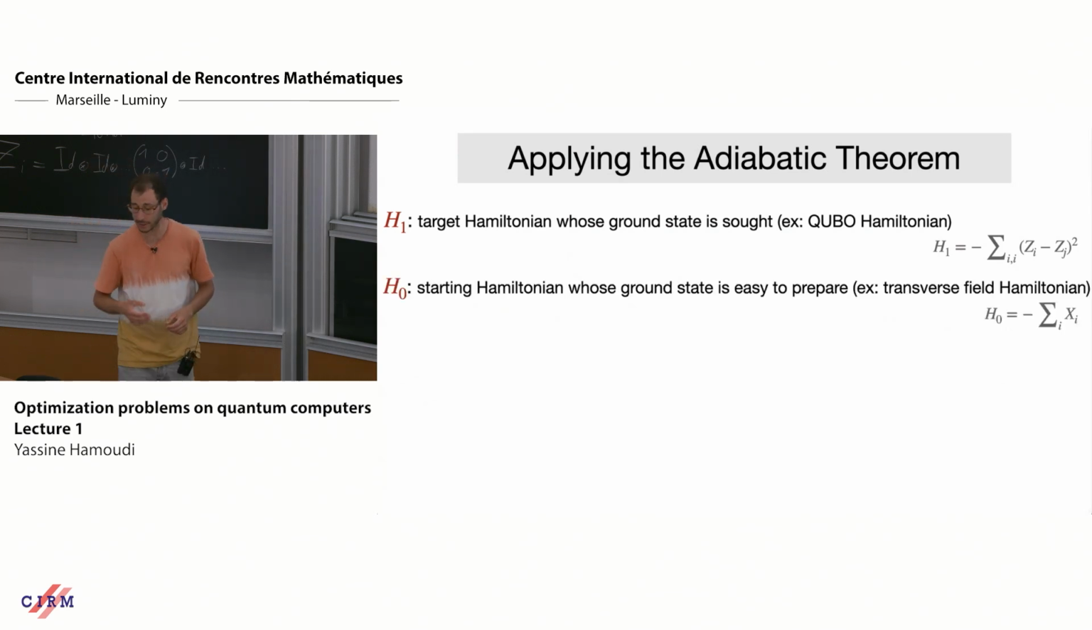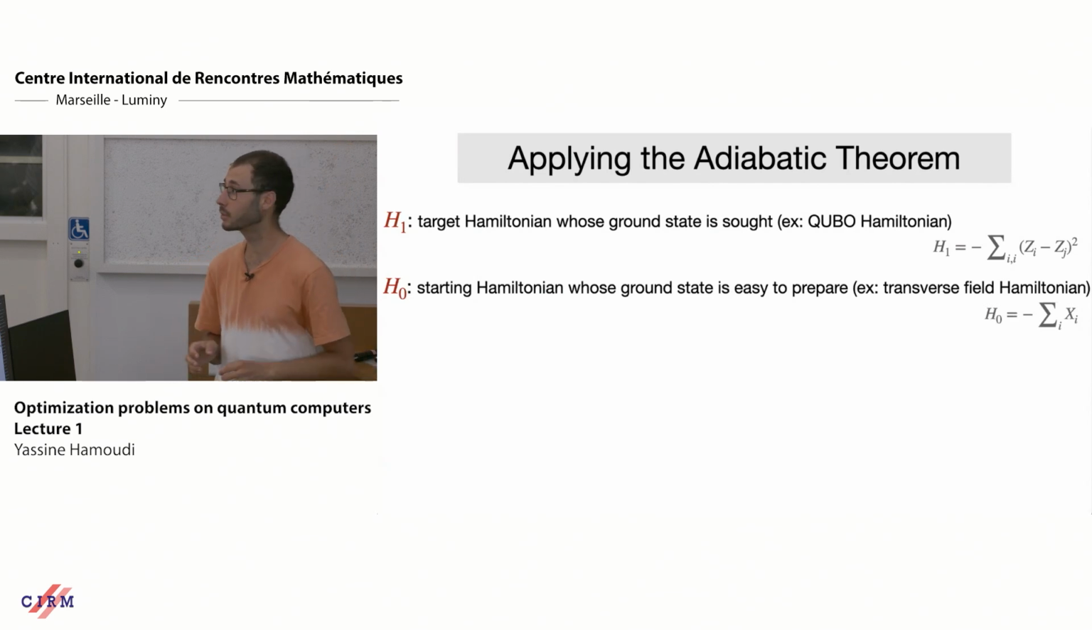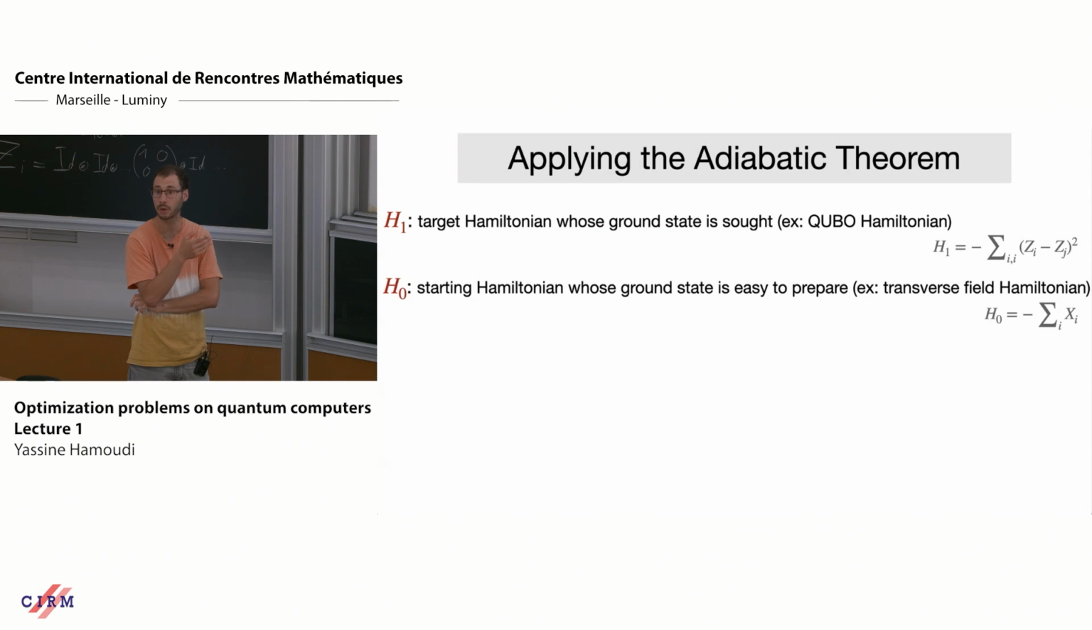Now what you will typically do is you will choose another Hamiltonian h0, one for which it's very easy to prepare the ground state, something which is very easy to optimize. One example is the so-called transverse field Hamiltonian, which is just a sum of Pauli X matrices. The ground state here is just the uniform superposition over all states.